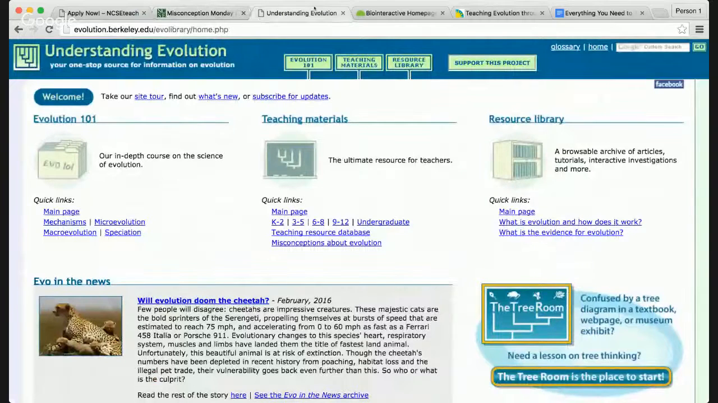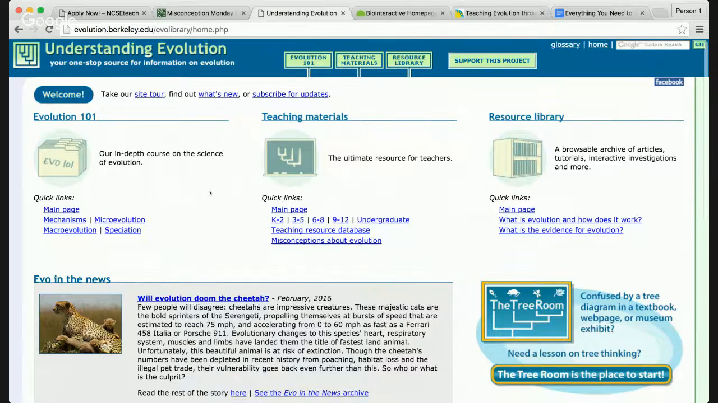In terms of one-stop shops, is that the phrase, one-stop shop? For everything evolution, you cannot beat Understanding Evolution. You can Google Understanding Evolution. The website is evolution.berkeley.edu. This is from a wonderful group out of the University of California, Berkeley, the Paleontology Museum. It is quite simply the best resource out there. They are just phenomenal. If you want to know how to talk about anything, if you're wondering how to phrase something, if you want a good resource, it's all here.